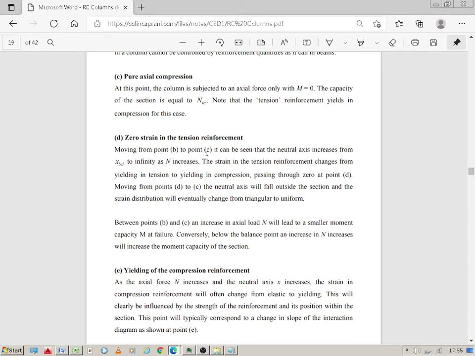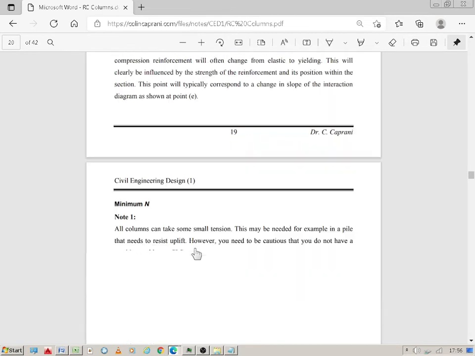Moving from point B to point C, it can be seen that the neutral axis increases from X balance to infinity as N increases. The strain in the tension reinforcement changes from yielding in tension to yielding in compression, passing through 0 at point D. Moving from point D to C, the neutral axis will fall outside the section, and the strain will eventually change from triangular to uniform. Between points B and C, an increase in axial load N will lead to a smaller moment capacity M at failure. Conversely, below the balance point, an increase in N will increase the moment capacity of the section.